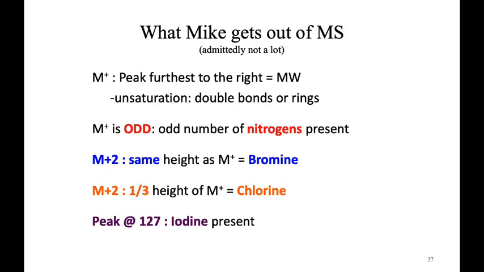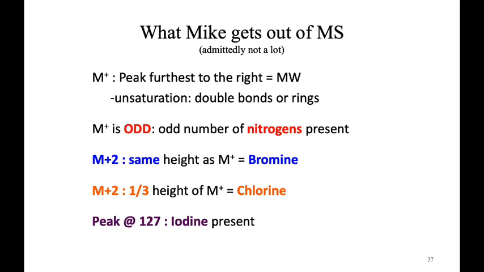Okay, so mass spec. This is what I get out of mass spec. The M+, the peak furthest to the right, is your molecular weight. You can do an unsaturation. That word will get you your double bonds or rings. There's a formula to do it. I don't have that formula memorized. You are welcome to look up that formula. I'm sure the textbook gives it to you. I just don't see that as worth my effort unless I'm forced to ask that question.